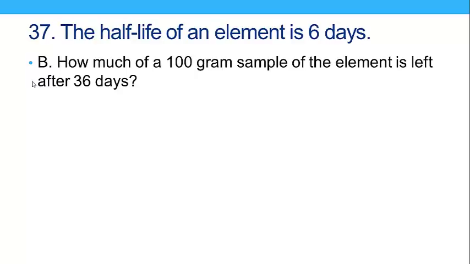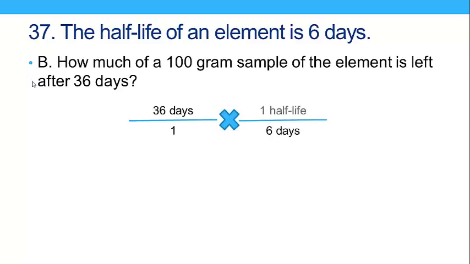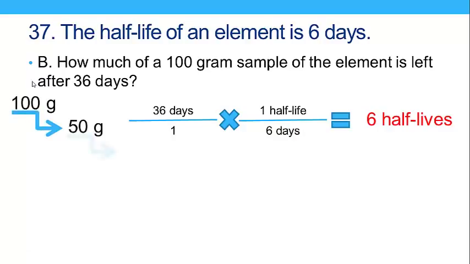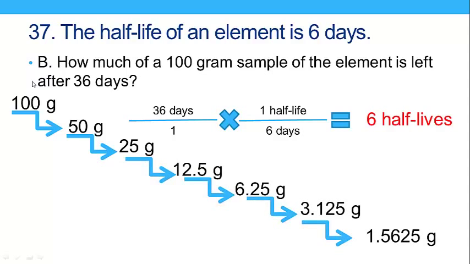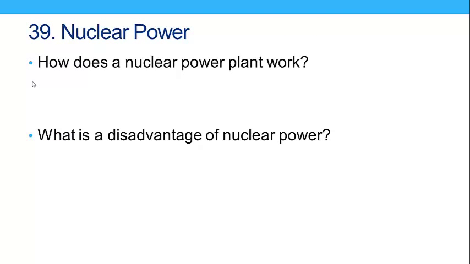Next question says, how much of a 100-gram sample is left after 36 days? So what I need to do is figure out, in 36 days, how many half-lives is that? So days needs to go on the bottom to cancel, and half-life goes on top. I know that 1 half-life is 6 days, so 36 days is 6 half-lives. So I have to take 100, and I need to halve it 6 times. Once I do that, I end up with 1.56 grams remaining of the original 100-gram sample after 36 days, which is 6 half-lives.